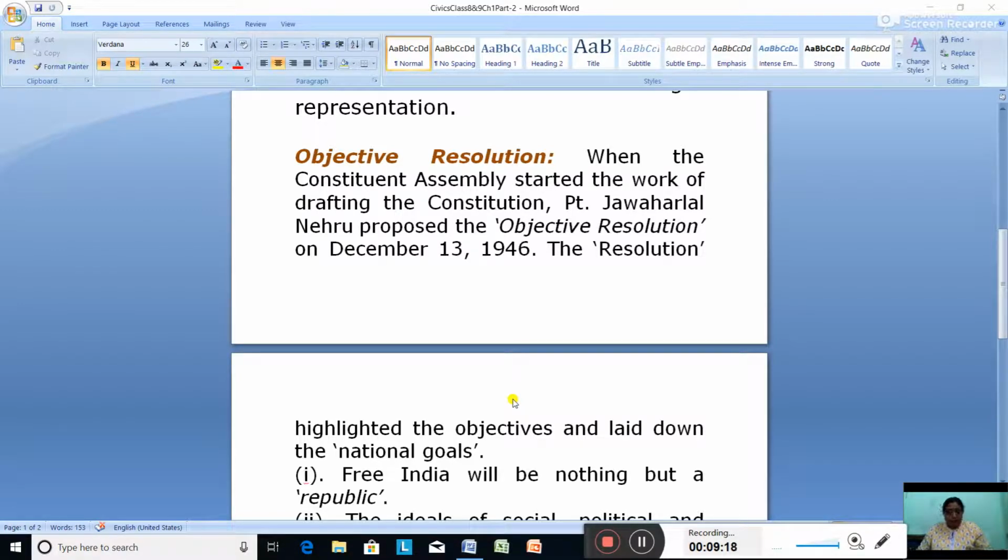So please learn. I explained to you today the composition of the Constituent Assembly. Then I completed objective resolutions, the drafting committee, and the last topic, Dr. Ambedkar's contribution to the Indian Constitution. So please learn. In the next class, we'll do readings, time taken, implementation of the Constitution, and significance of January 26. Thank you.